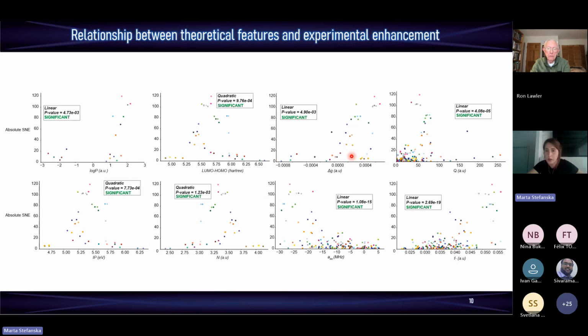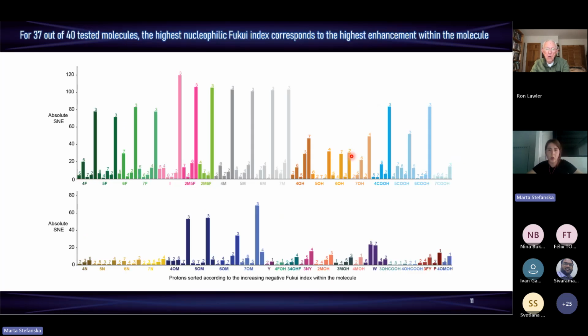However, we can do this in a qualitative way when we think about nucleophilic Fukui index, which is basically a descriptor of how electron density changes when we go from the neutral molecule to the cation. So an important step of generation of radical pairs is that the electron has to go from our molecule of interest, from our target, to the dye. So here you can see that for all the molecules that I tested, I basically sorted all resonances according to increasing nucleophilic Fukui index with the bar heights corresponding to the Photo-CIDNP enhancement.